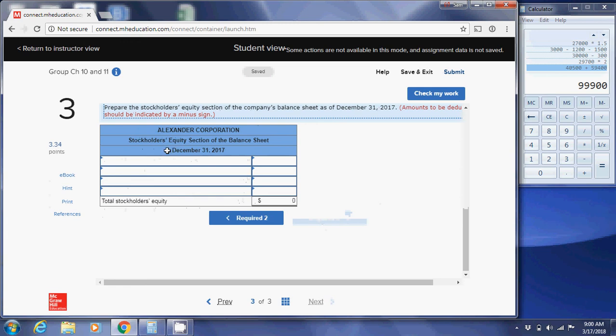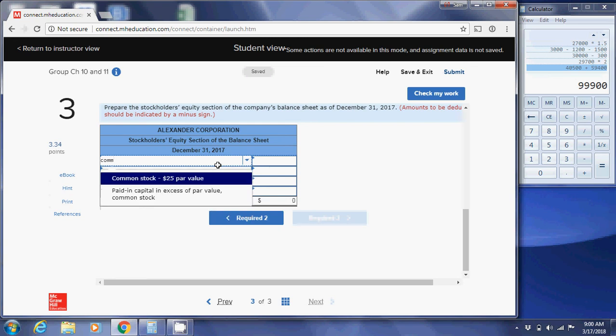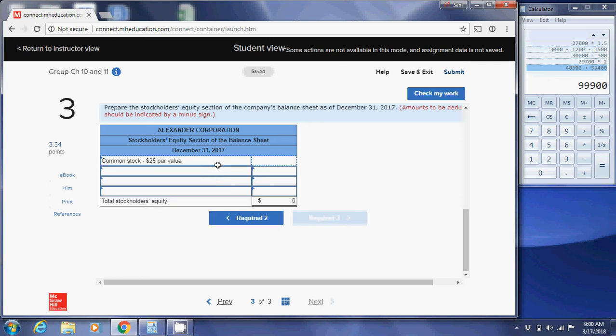Finally, they want us to do a stockholders' equity section of the balance sheet, just the bottom portion of the balance sheet for December 31, 2017. The equity section for a corporation is always going to start with a common stock, unless there's preferred stockholders. I told you that preferred stockholders have preferential treatment, so they would normally get listed first. This corporation, Alexander Corporation, doesn't have any preferred stockholders. We have common stock at $25 par value.